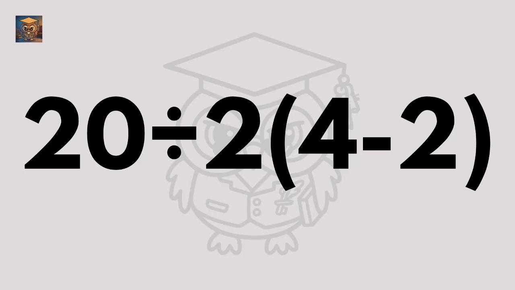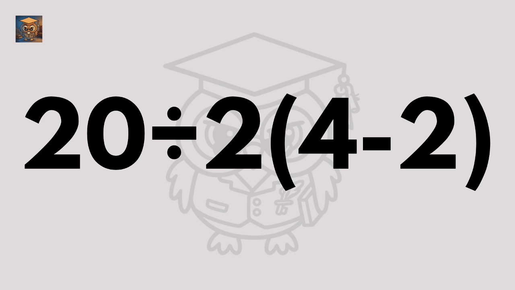Today we are tackling one of the most fiercely debated math puzzles on the internet, 20 divided by 2, followed immediately by 4 minus 2 in parentheses. Depending on how your brain interprets the priority of the operators, you will likely get one of two completely different answers, 20 or 5.